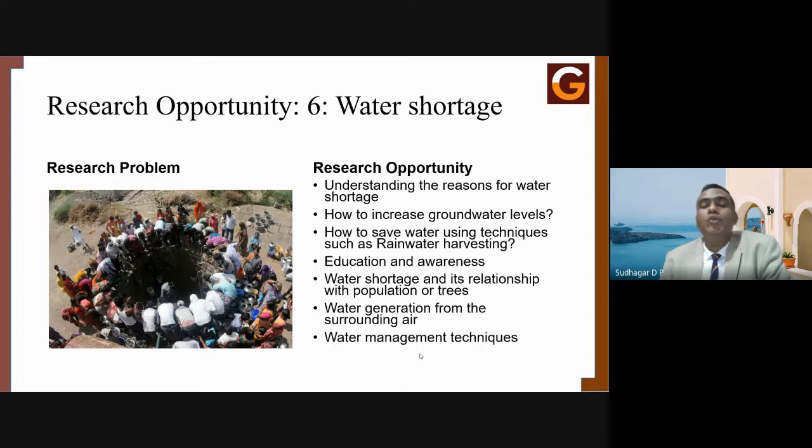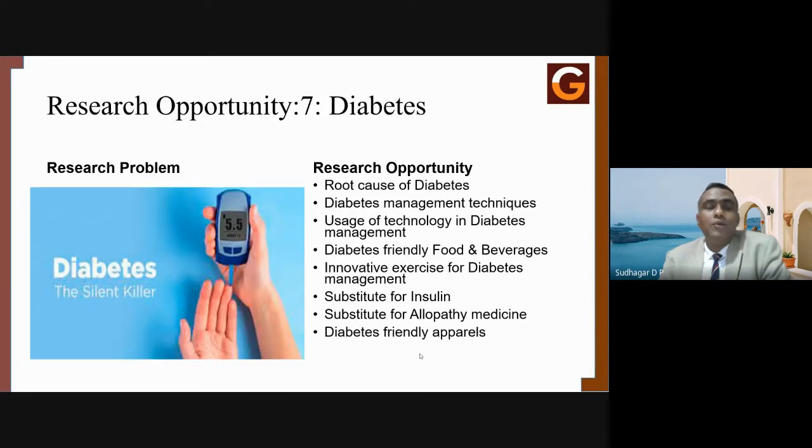Is it possible to research some of the water management techniques and report those techniques which could be followed by the people? So these are some of the opportunities which are available when it comes to water shortage. And it is one of the most important areas which you all should focus on in order to conduct research. Coming to research opportunity number 7, which is diabetes.